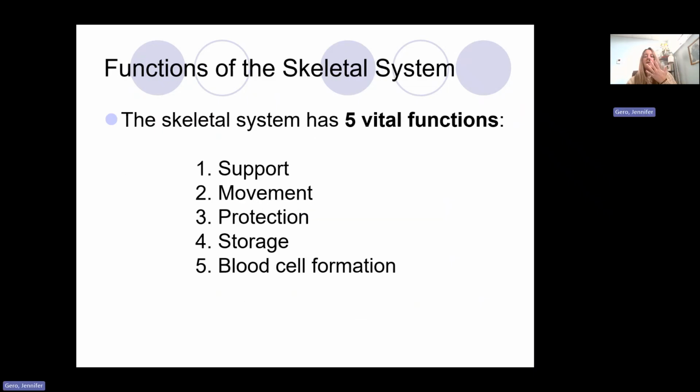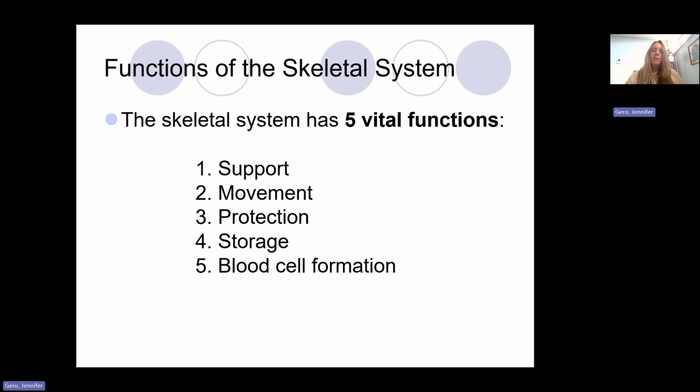We talked about 5 vital functions of the skeletal system. The first one being support. So our bones are what give us our frame. They're also going to provide an attachment point for skeletal muscles to attach to, which is going to help move our frame. Protection: providing protection for our brain, for our heart, our lungs, for our reproductive organs.